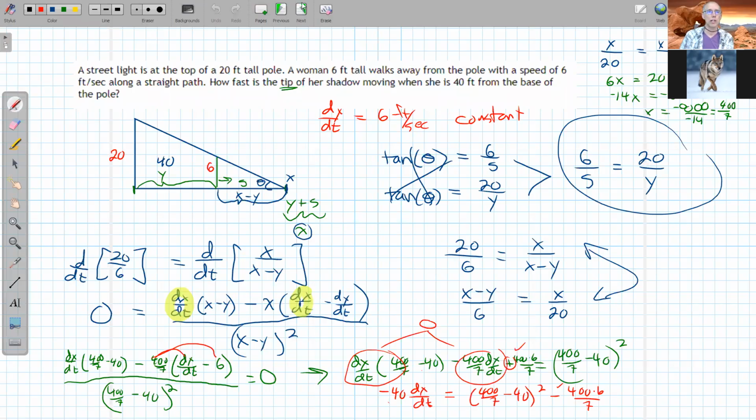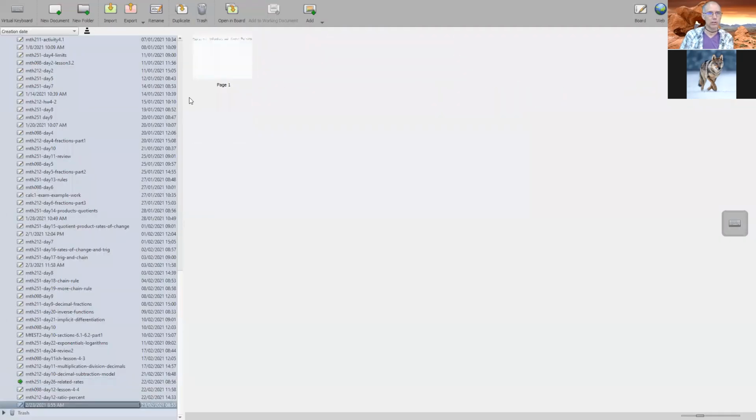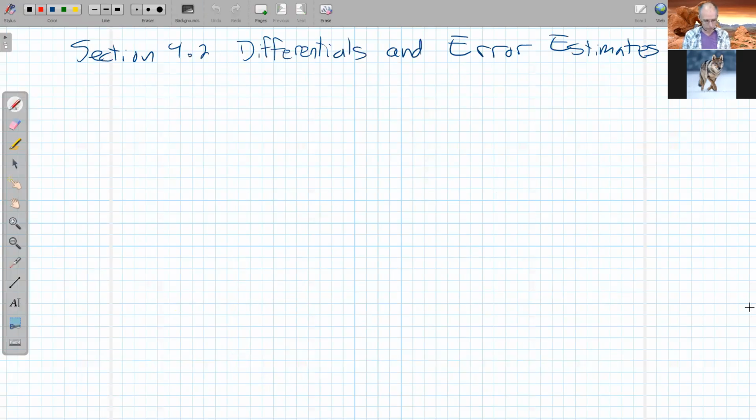And I need a new page. Find the right file. All right, there we go.